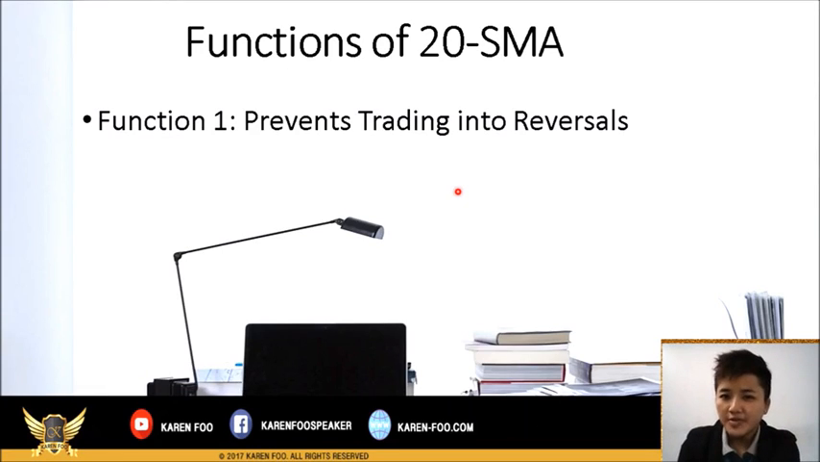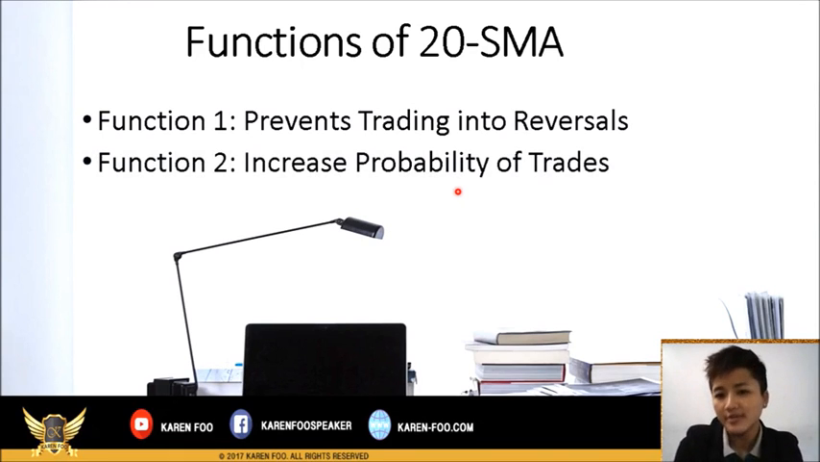Aside from preventing you from trading into reversals, it also functions to help you increase the probability of your trades. So doesn't this counter the first function in a way? Like, it prevents you from trading, but then it also increases your probability of getting a trade. So what does this mean by that?